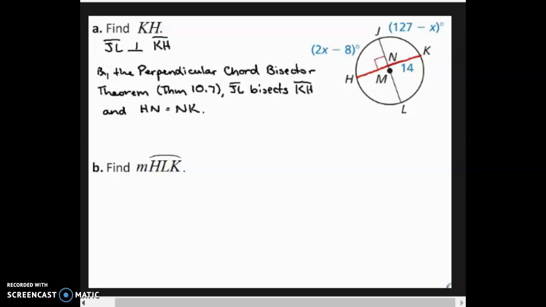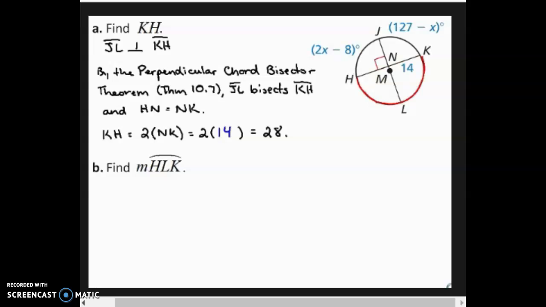And because line segment JL bisects line segment KH, KH equals 2 times NK. So KH equals 2 times NK, which equals 2 times 14, which equals 28. Thus, KH equals 28.